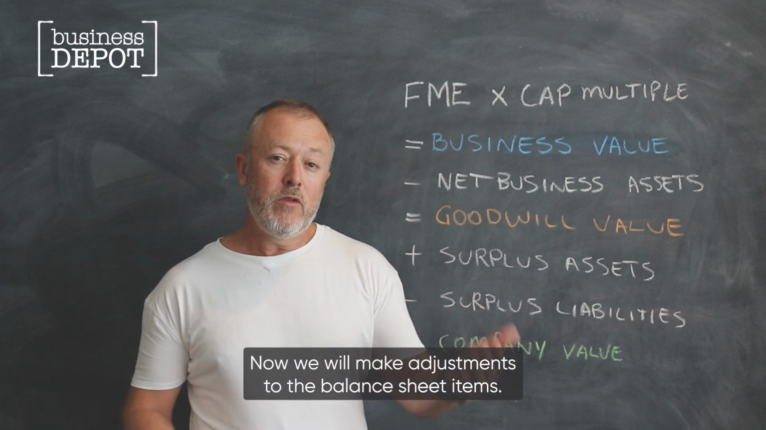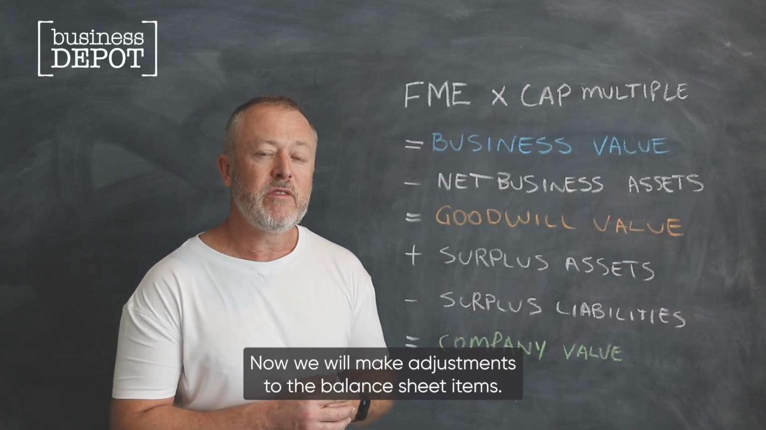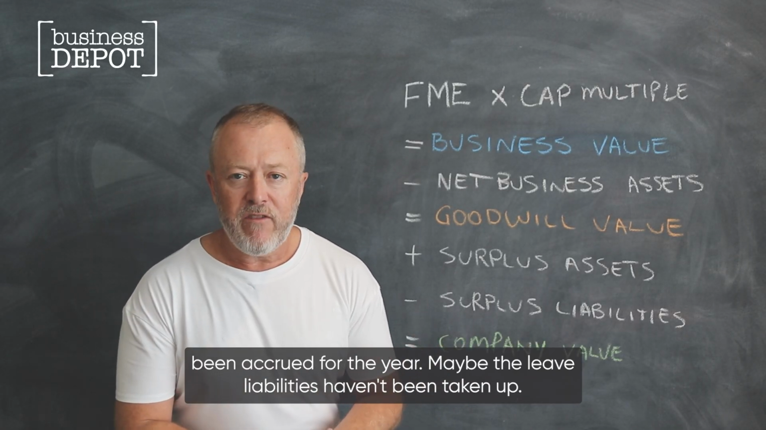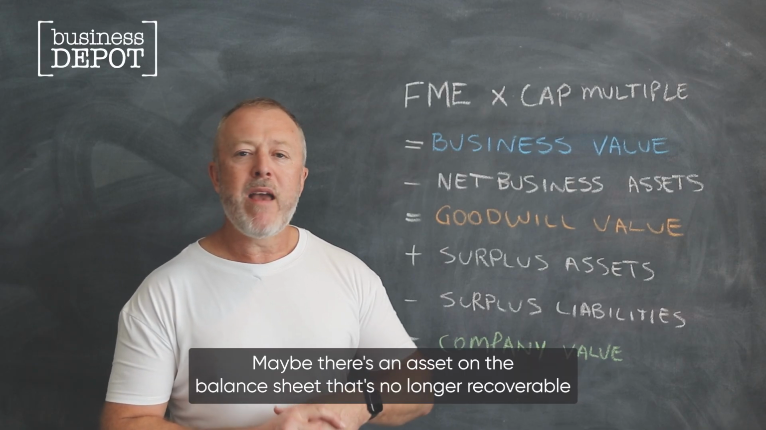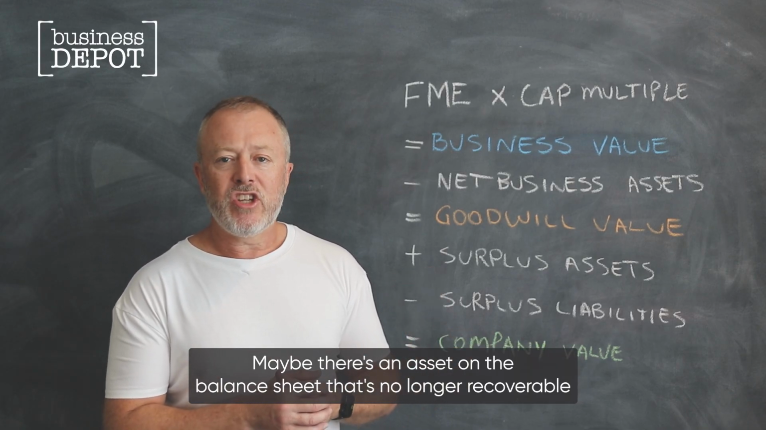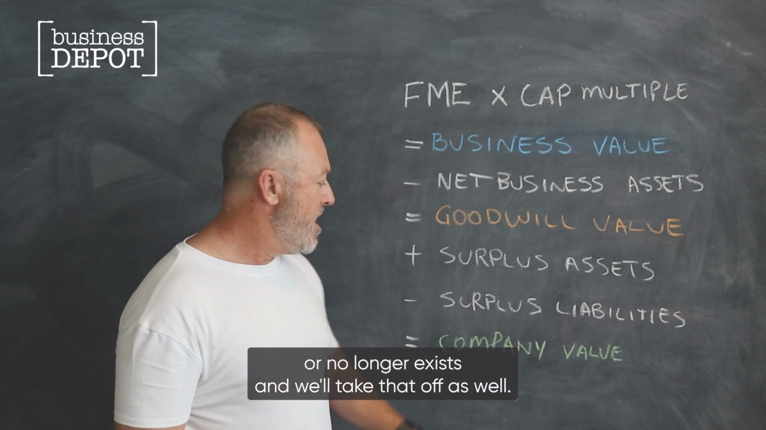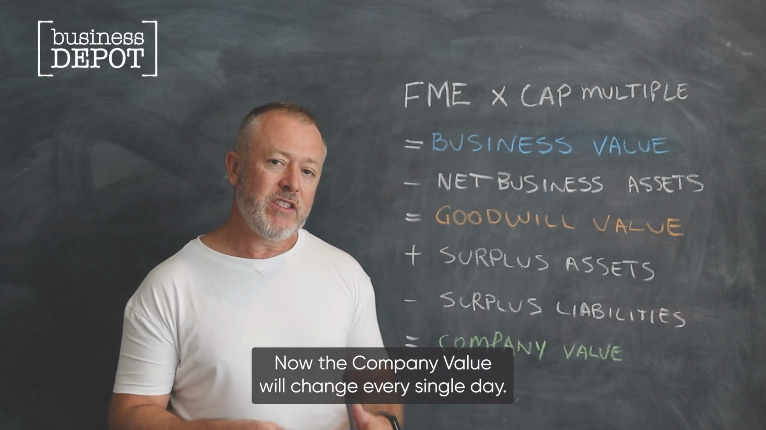Now, we will make adjustments to the balance sheet items. For example, maybe income tax hasn't been accrued for the year. Maybe the leave liabilities haven't been taken up. Maybe there's an asset on the balance sheet that's no longer recoverable or no longer exists, and we'll take that off as well. Now, the company value will change every single day.